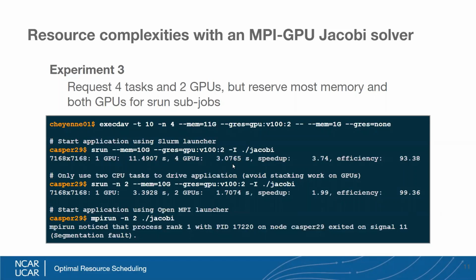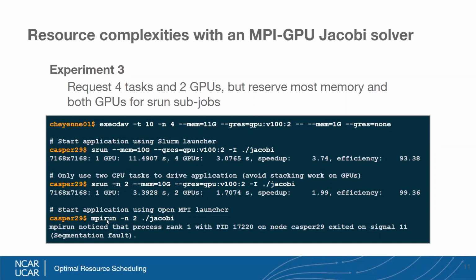I included this one because if you were running this code, you might think, well, it's working properly in the absence of any contrasting information. But if I subset it to use only 2 CPU tasks, then my performance is much better. I'm actually scaling exactly as I would expect, about double the performance using double the GPUs. So this is the best case here.